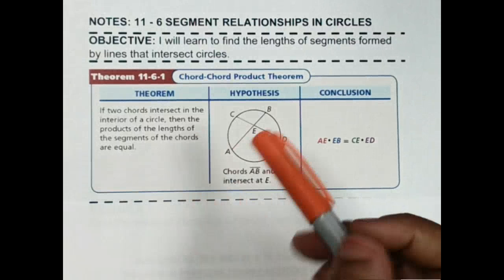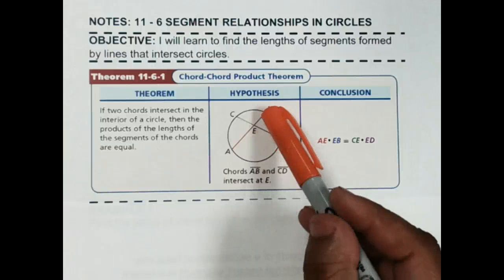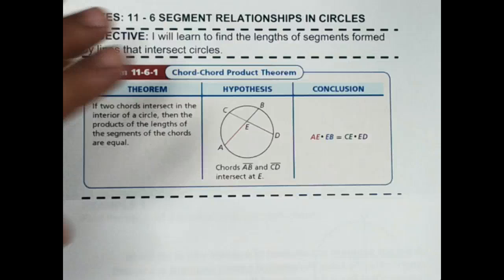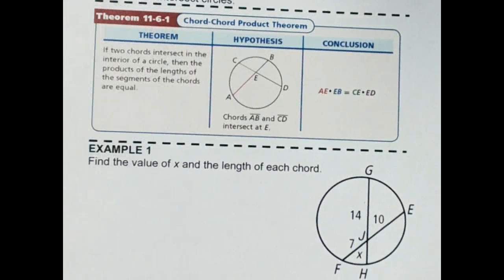They're going to be equal. So AE times EB is equal to CE times ED. So let's look at this and put some numbers in here together.